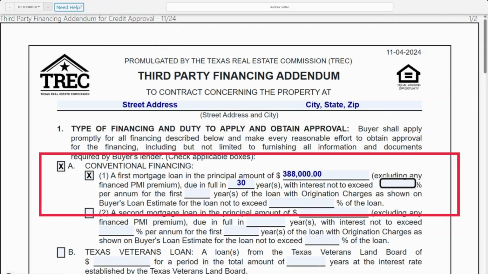For the interest rate, to protect your buyer, put an amount above the current market rate. While this video is being made, rates are close to 7%, so we'll go ahead and put 7.5%. For the per annum blank, put 30 years. Just make it match the one above. Then for loan origination charges, they're typically 1%, so we'll put 1% here, and that's it for this first paragraph.